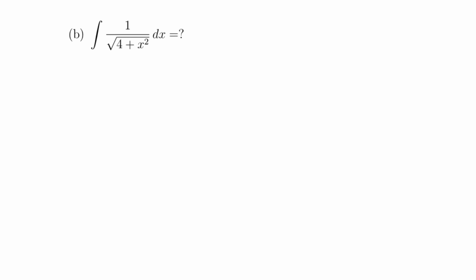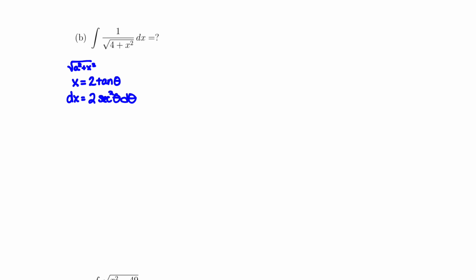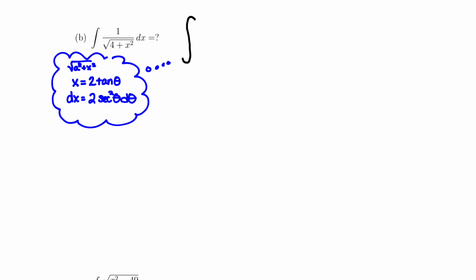So Maddie said that's a tangent pattern. She sees a squared plus x squared. That's x equals a tan theta. So we're going to make the substitution x equals 2 tangent theta, and dx is 2 secant squared theta d theta. When you back substitute, in place of dx you put 2 secant squared theta d theta, and in place of x you put 2 tangent theta.